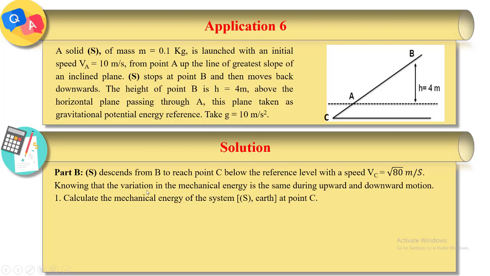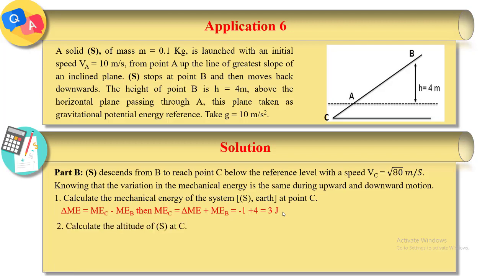We can use this given. The variation in the mechanical energy is the same during upward and downward motion. So the variation in the mechanical energy between B and C is equal to mechanical energy at C minus mechanical energy at B. Then mechanical energy at C is equal to delta mechanical energy plus mechanical energy at B. So minus 1 plus 4 is equal to 3 joule.